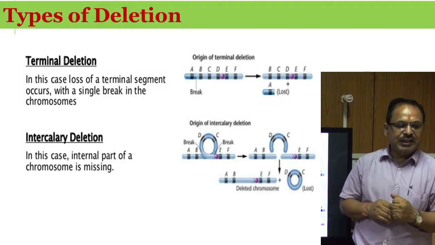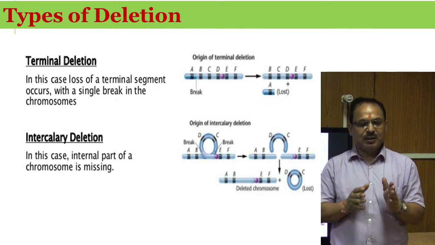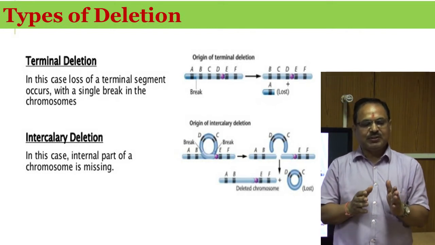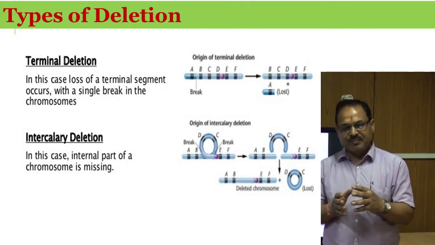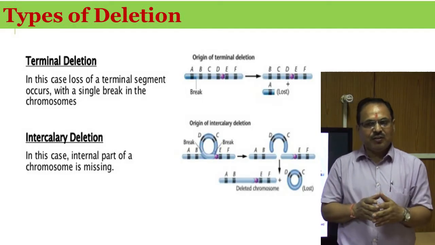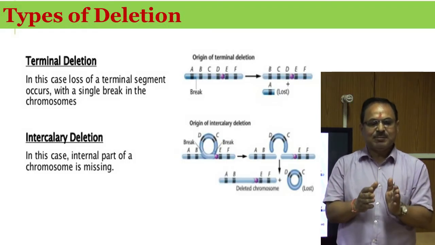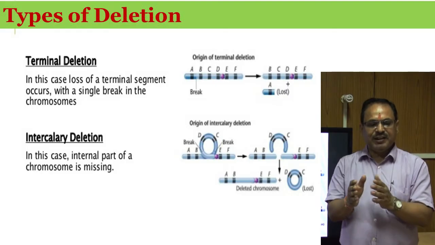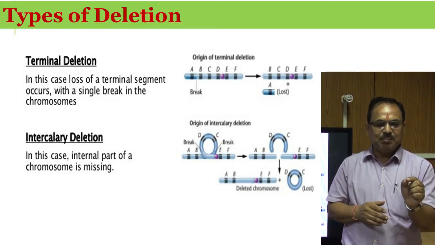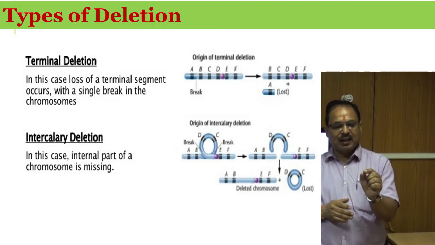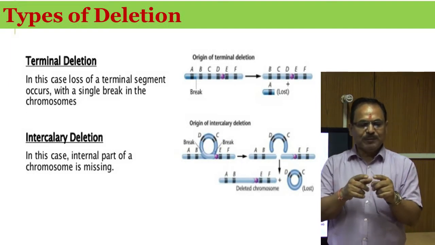The second type of deletion is the intercalary deletion. In this type of deletion, two breaks take place on the normal chromosome, and then the internal part of the chromosome is missing. So here you can see the origin of intercalary deletion, meaning the breaks take place in between the different genes. Here you can see the two breaks, one at the B and D portion, and another at the C and E portions, and they make a loop.